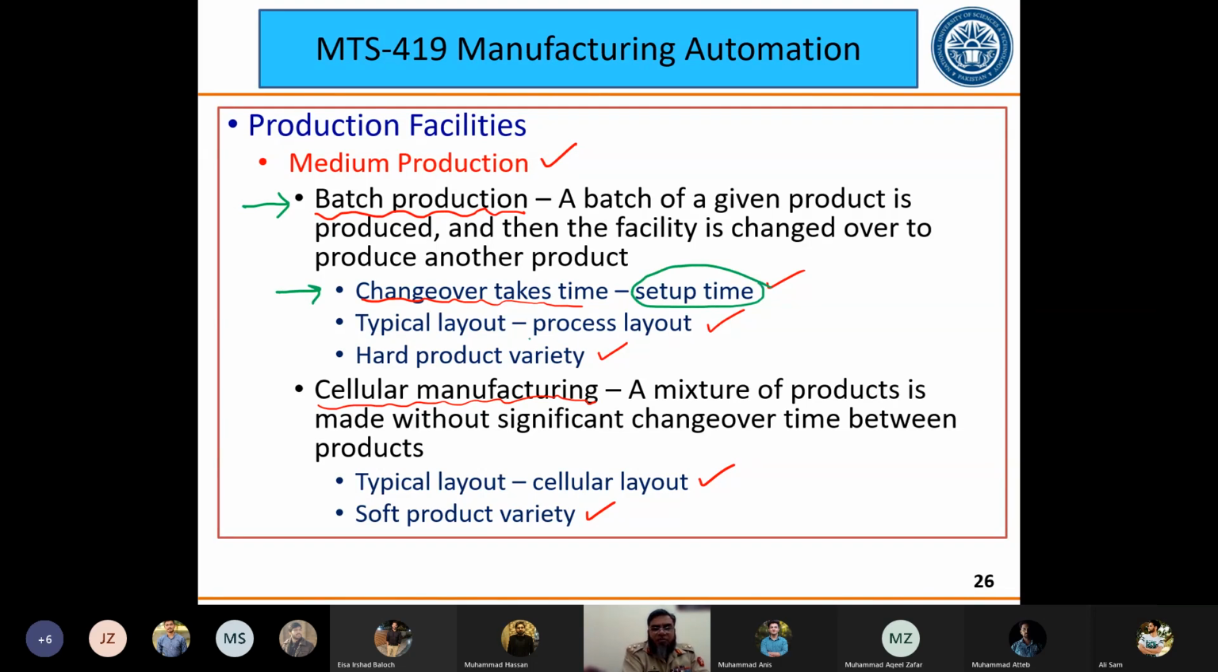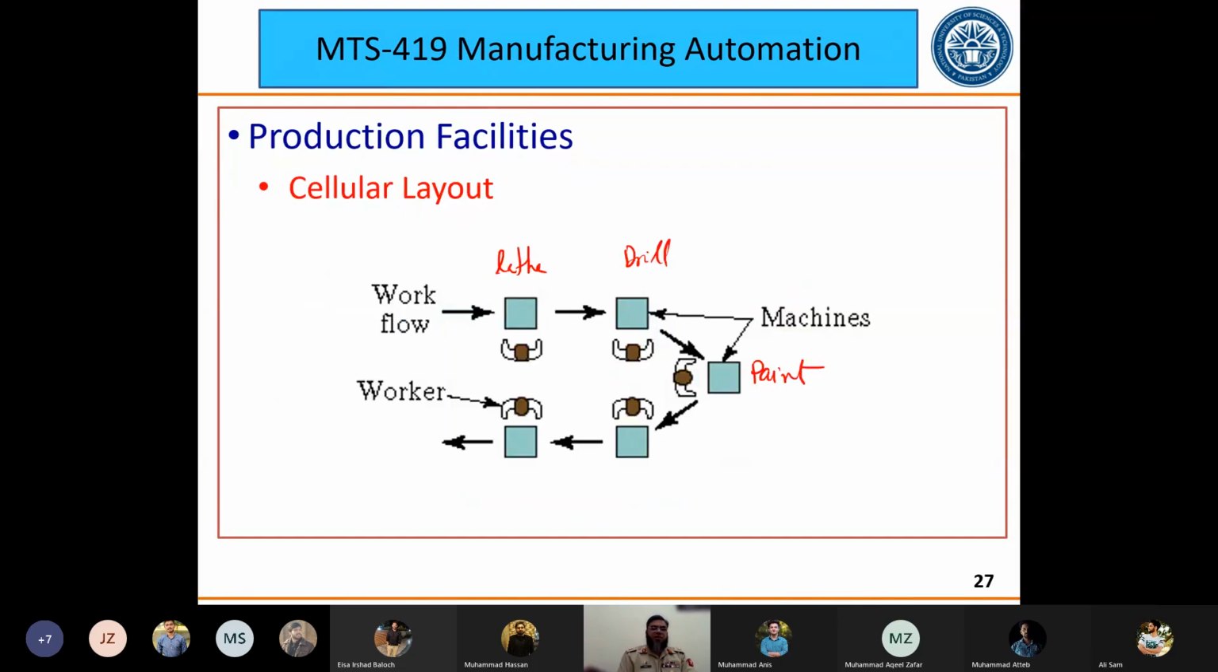इसके लिए हम प्रोसेस लेआउट यूज करते हैं और इसमें हम हार्ड प्रोडक्ट वैरायटी को बनाते हैं. एक तरीका ये है कि हम बैच प्रोडक्शन करें. सेकंड क्या है कि वी गो फॉर द सेलुलर मैन्युफैक्चरिंग. सेलुलर मैन्युफैक्चरिंग क्या है? इट्स अ मिक्सचर ऑफ प्रोडक्ट्स इज मेड विदाउट सिग्निफिकेंट चेंज ओवर टाइम बिटवीन द प्रोडक्ट. सॉफ्ट प्रोडक्ट वैरायटी के लिए कैसे, ये देखिए, ये सेलुलर लेआउट है.